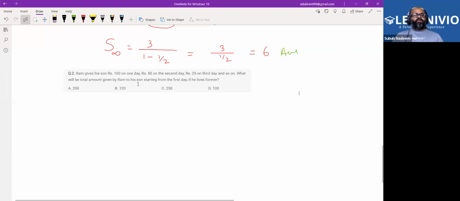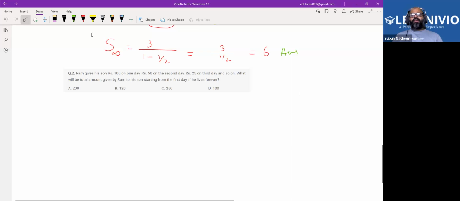Suppose that Ram lives forever and he is giving every day some amount to his son. He has started the first day rupees 100, second day rupees 50, and keep on doing half of that. And suppose Ram is living forever. So what will be the total amount that he will give to his son? Just try this.